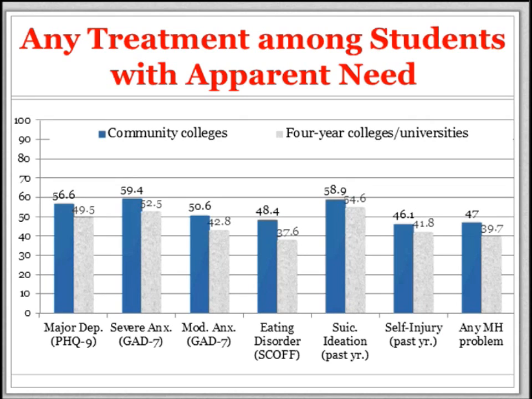Okay, so now, if you go back one, please. Thanks. If you combine the medication and therapy and look at what percent of students received any treatment, meaning at least one of those 2 modalities, looking, for example, at major depression, students with a positive screen for major depression on the left, 56.6% of community college students have received some mental health treatment as compared to 49.5% among 4-year students.